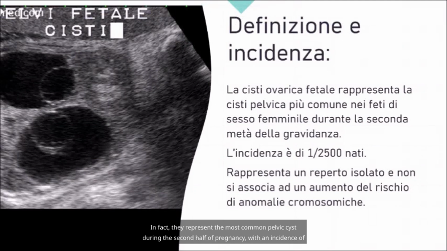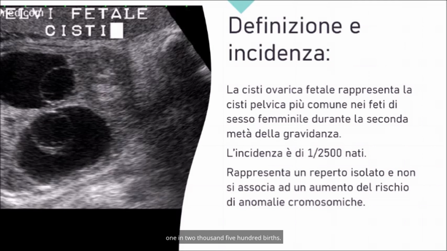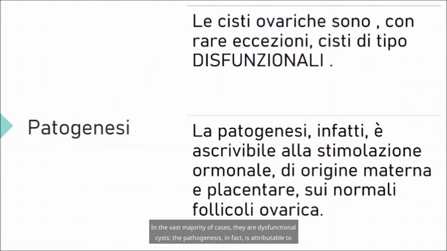In fact, they represent the most common pelvic cyst during the second half of pregnancy, with an incidence of 1 in 2,500 births. They are generally an isolated finding and are not associated with an increased risk of chromosomal abnormalities. In the vast majority of cases, they are dysfunctional cysts. The pathogenesis, in fact, is attributable to hormonal stimulation of maternal but also placental origin on the normal ovarian follicles.